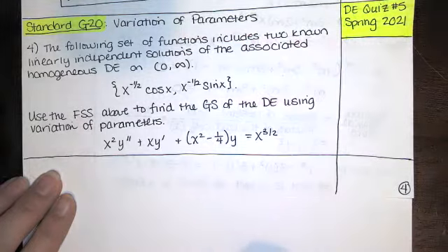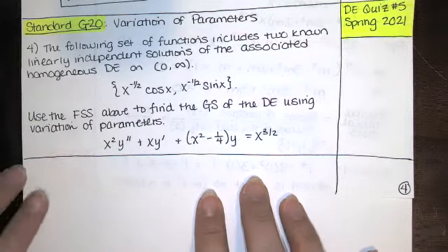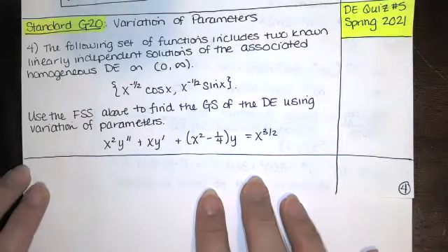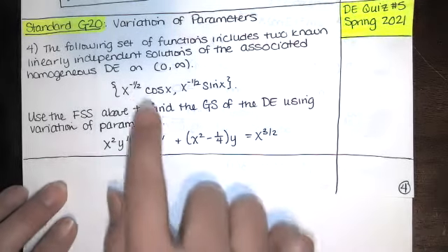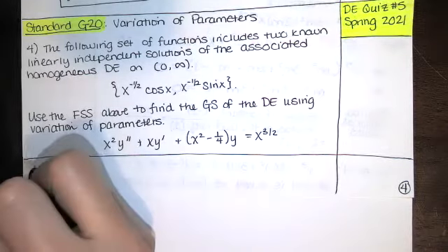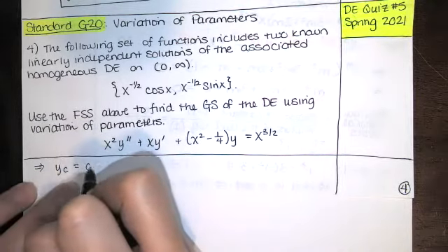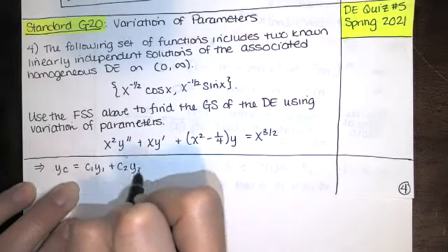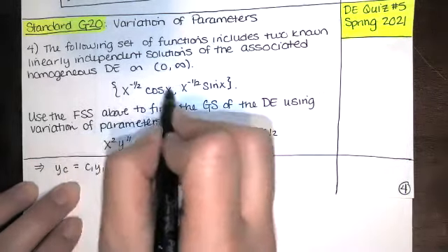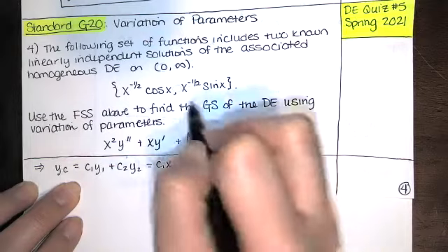It says, the following set of functions includes two known linearly independent solutions of the associated homogeneous differential equation on the interval from 0 to infinity. Use the fundamental set of solutions above to find the general solution of the DE using variation of parameters. So we know that these are solutions to the corresponding homogeneous problem. So that means, since this is a second order differential equation, that y sub c is equal to c1y1 plus c2y2, where y1 is this first function, and y2 is the second function.